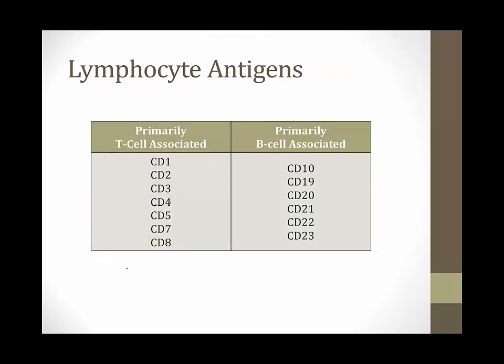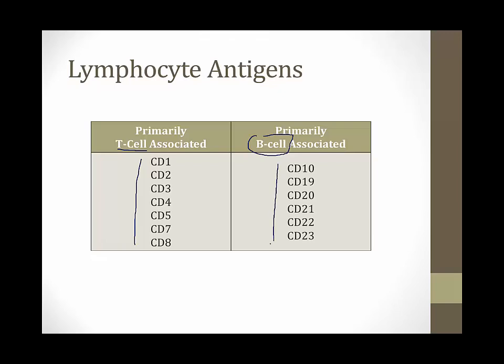This table on the screen shows a list of lymphocyte antigens, and I've separated them into those that are associated with T cells and those that are associated with B cells. And you'll notice that most of the antigens associated with T cells have lower numbers, like CD1 through CD8. And the antigens that are associated with B cells have higher numbers, like CD10, CD19, 20, 21, 22, and 23.